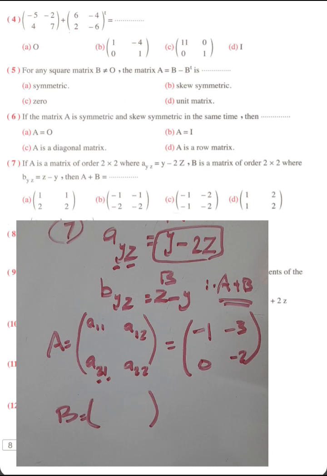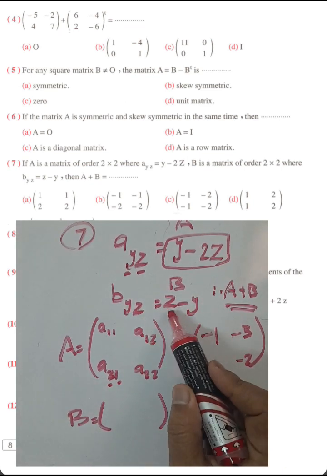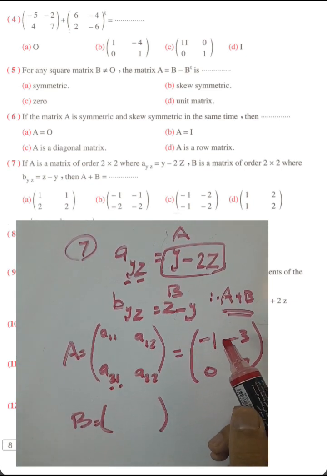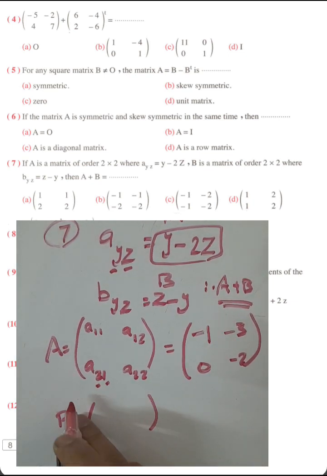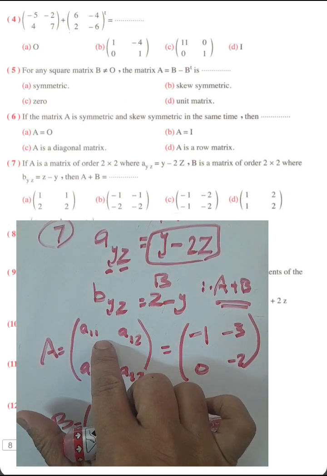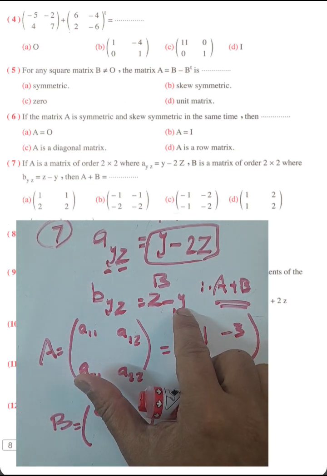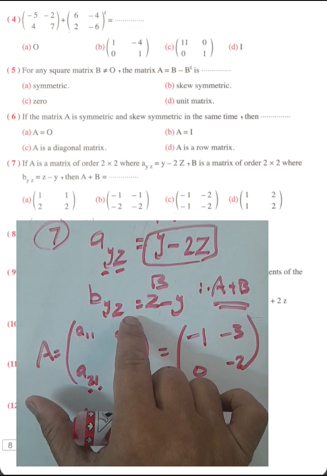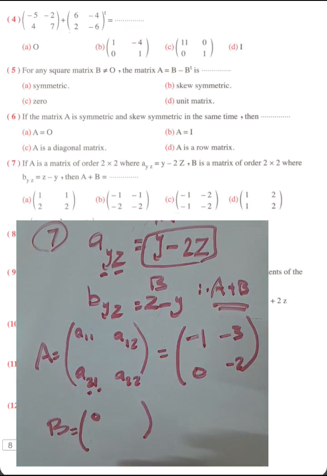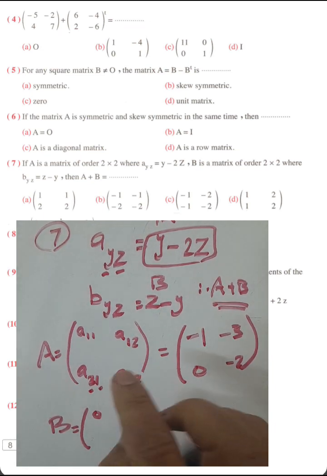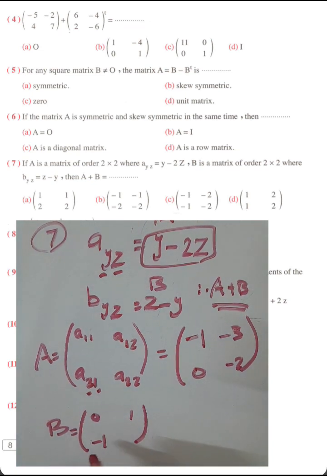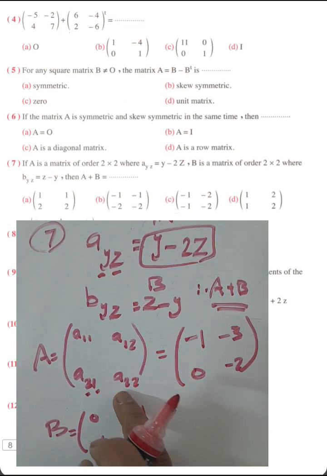Matrix B here, Y and Z, Z minus Y. For the first element, 1 minus 1, it will be 0. Then Z minus Y, 2 minus 1, it will be 1. And here, Z minus Y, 1 minus 2, negative 1. Z minus Y, 2 minus 2, it will be 0.